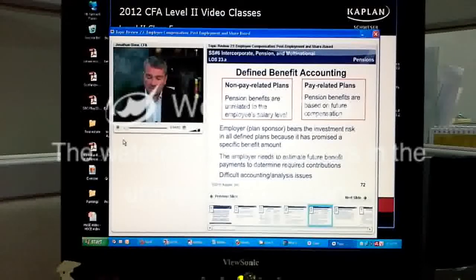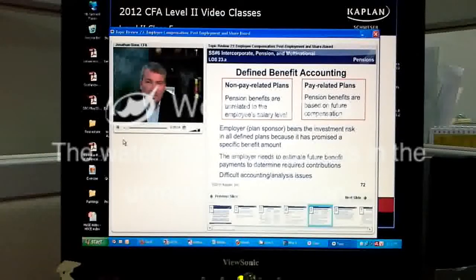So let's turn our attention to defined benefit accounting. And as we've said, this is the one that's going to cause us the trouble. Two types of plans: non-pay related plans, when the benefits you receive on retirement are not linked to your salary level, and pay related plans, where the benefits you receive on retirement are linked to your salary level, normally your final salary. The type of defined benefit plans we're going to be looking at here are generally pay related plans.